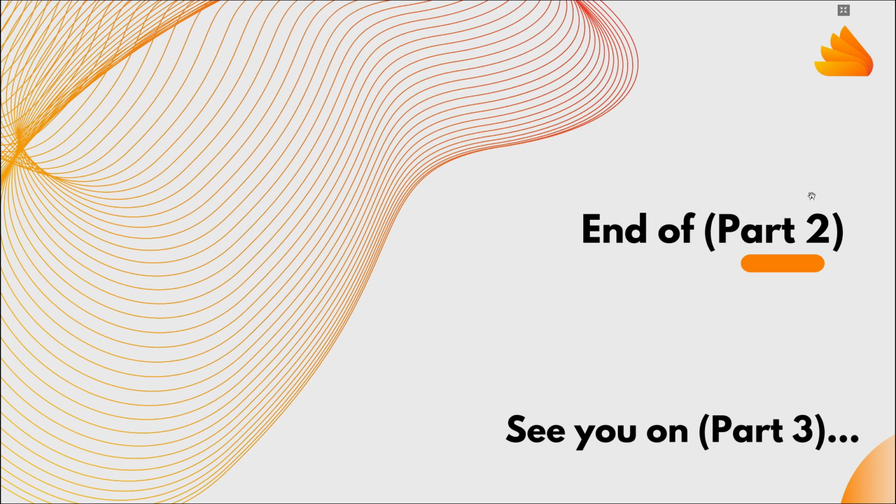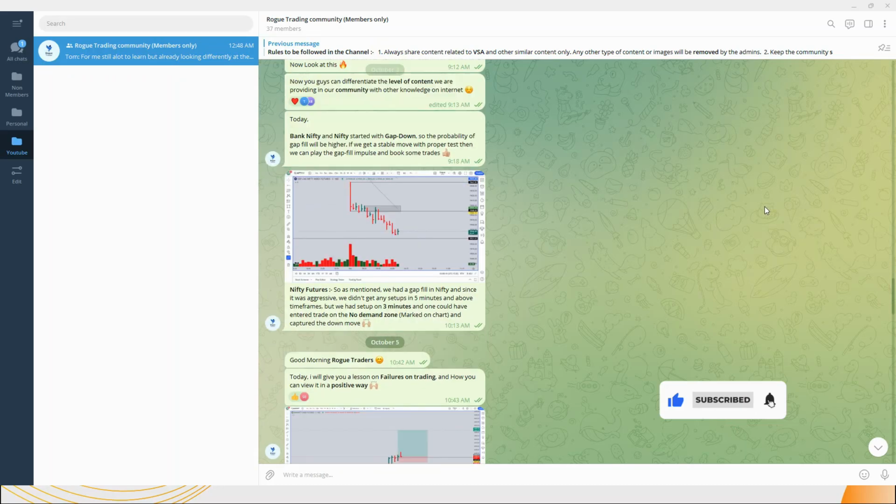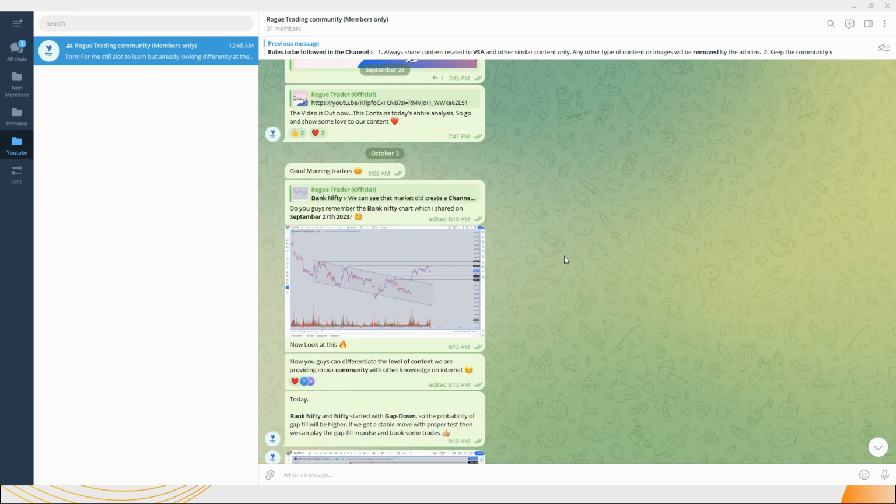It could be one-to-one sessions, or a group practical session, or sometimes I share charts like this in the rogue trading community all the time. Most of the time I share charts like this, and what the results of those analyses are, that is something we're going to cover in part 3.